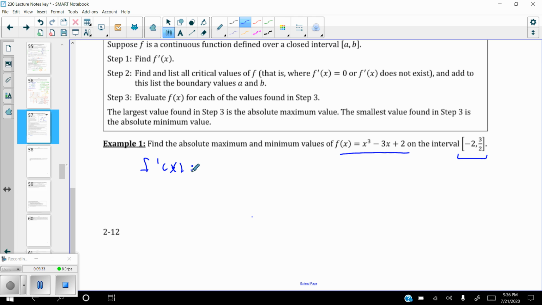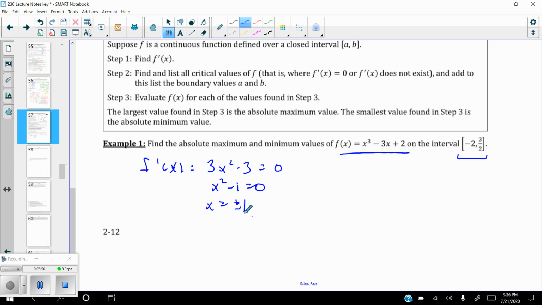So we'll take the derivative and we're going to get 3x squared minus 3. To find the critical values, we set that equal to 0. Let's see, we can divide a 3 out, so we get x squared minus 1 equals 0, meaning that my critical values are at x equals plus and minus 1.